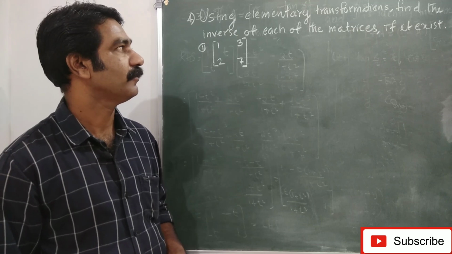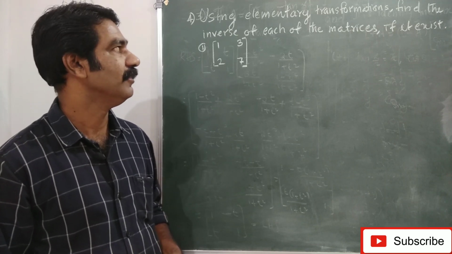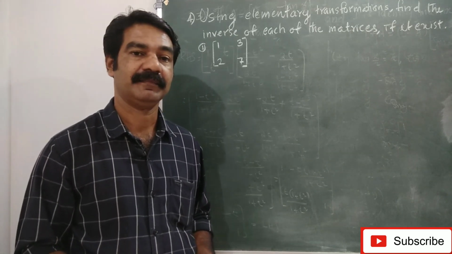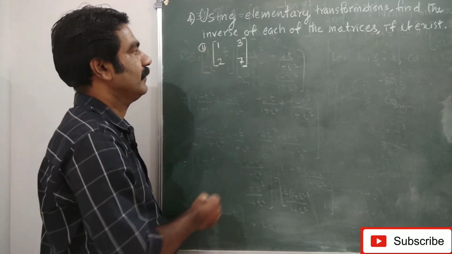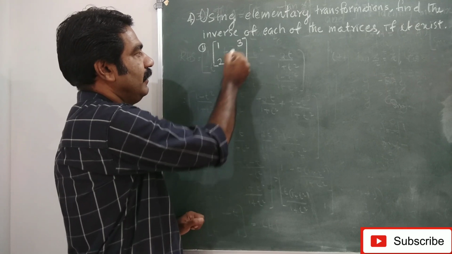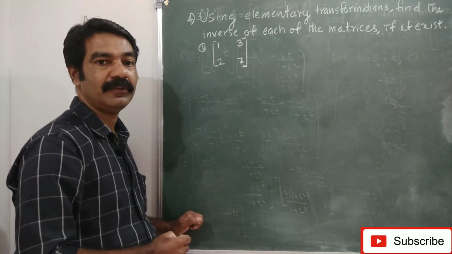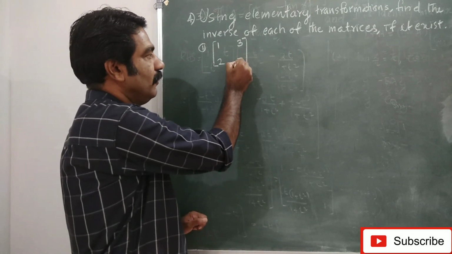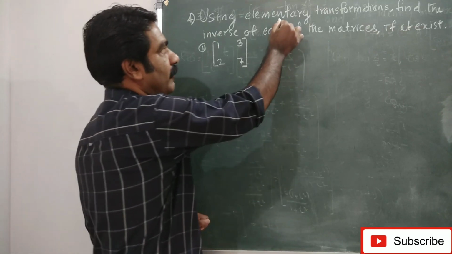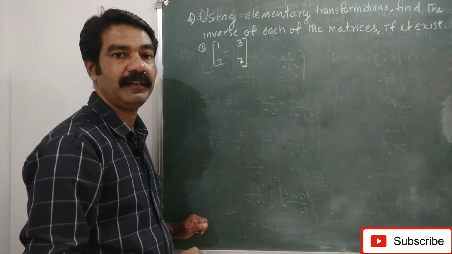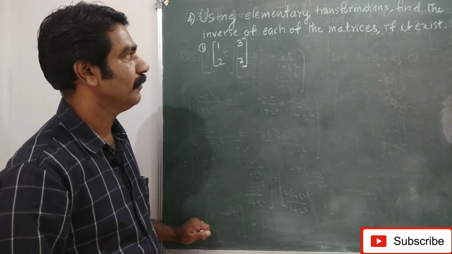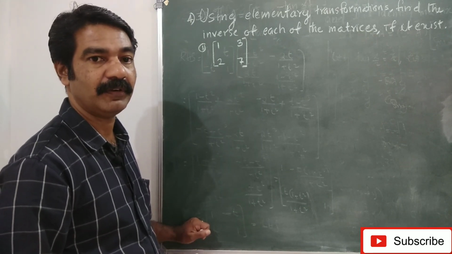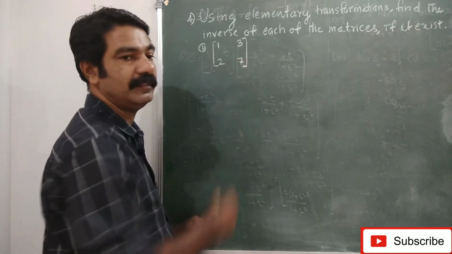Now question number 4. Using elementary transformations, find the inverse of each of the matrices if it exists. The first one, matrix 1, 3, 2, 7. So we have to find the inverse of this matrix by elementary transformations, or elementary operations. We have to find the inverse of this matrix.